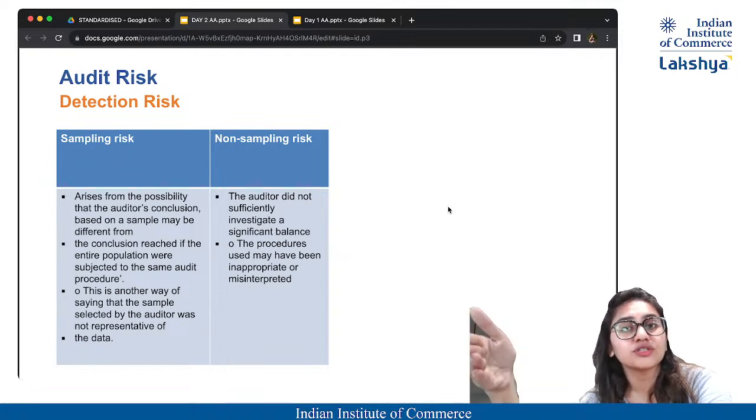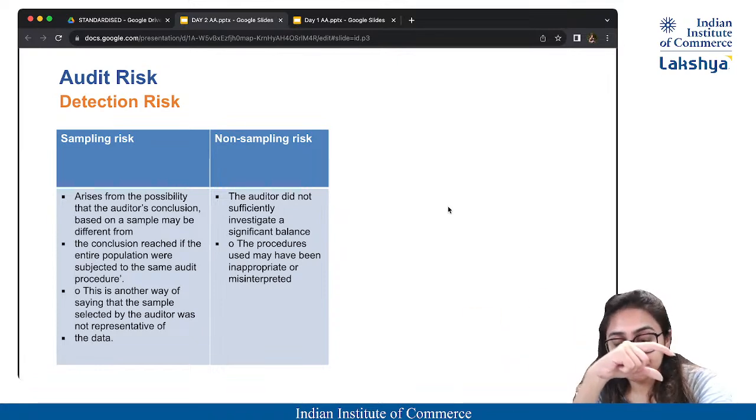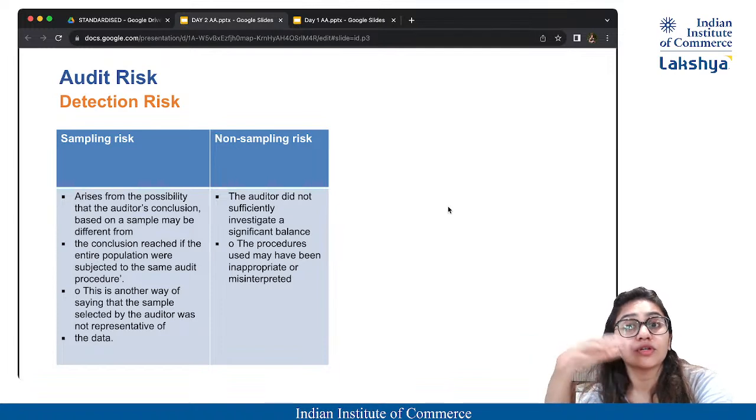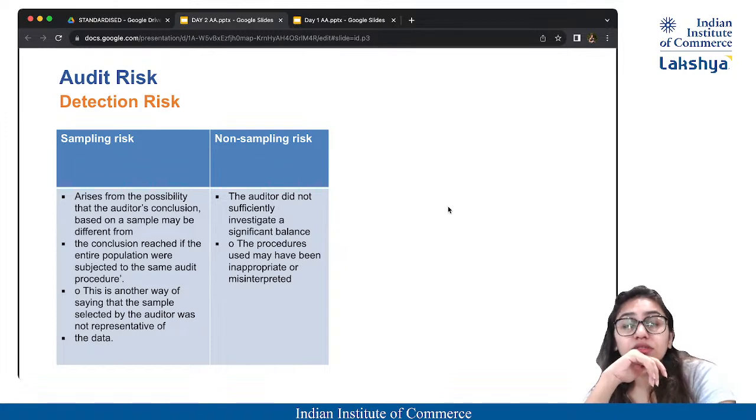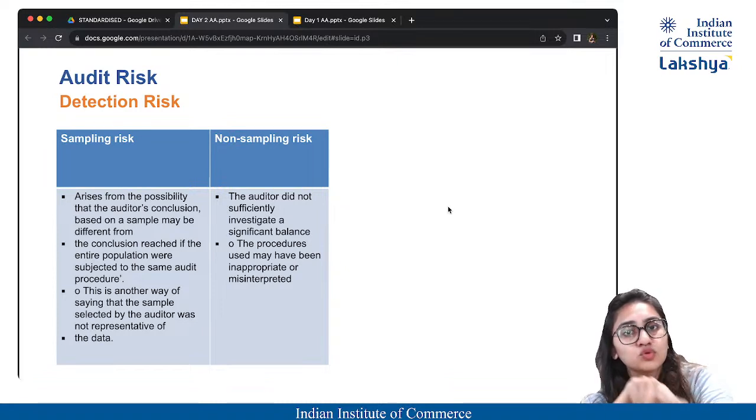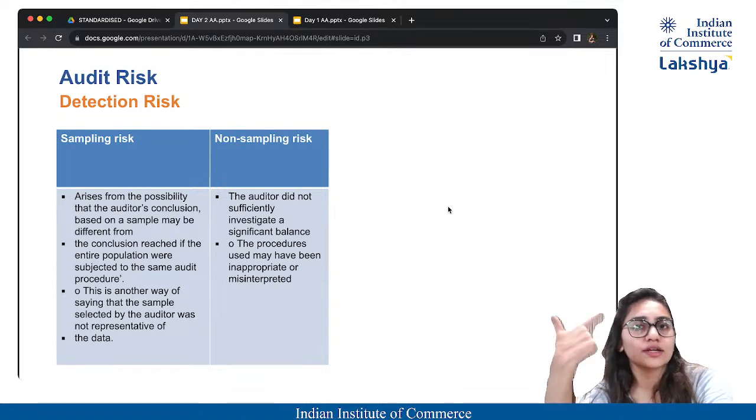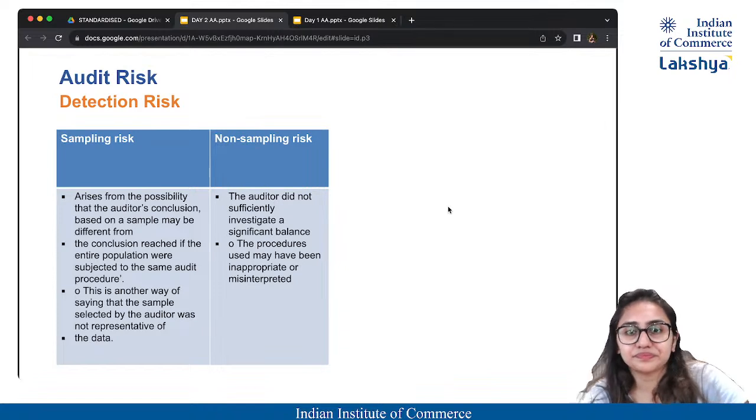Maybe the procedures applied by the auditor were not up to the mark, or the entire system by which the audit was conducted was not proper, or any other reason for that matter. So non-sampling risk is a risk for some other reason which is not sampling. So detection risk is again divided into 2 branches: sampling risk and non-sampling risk. Okay.